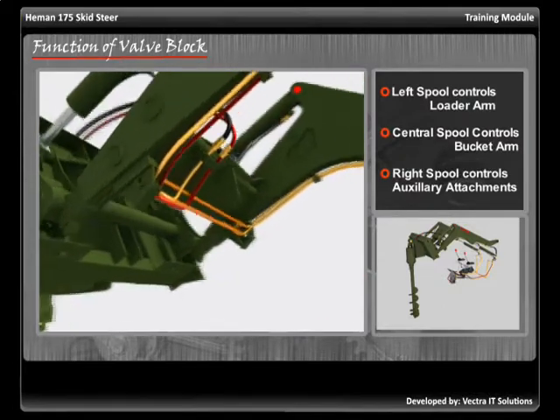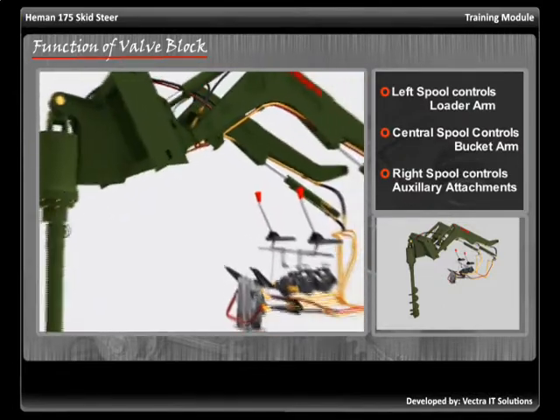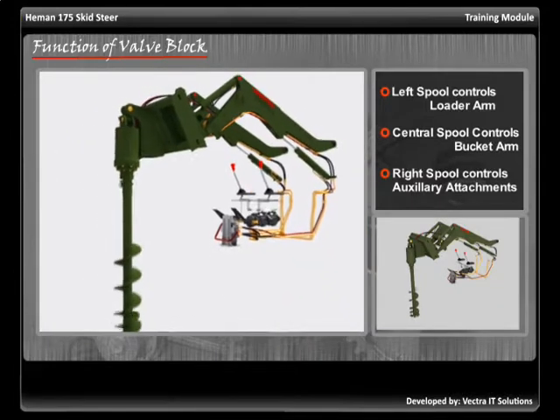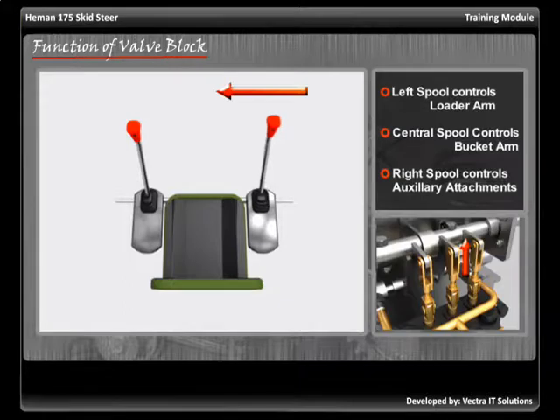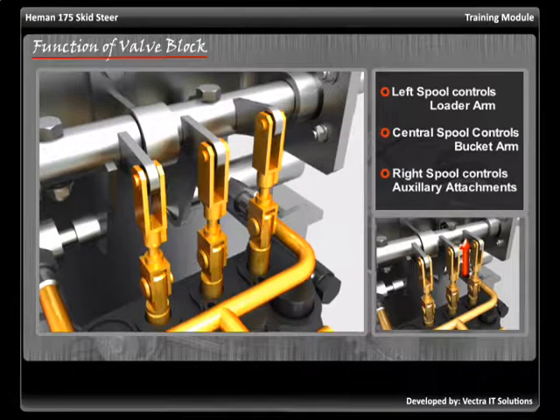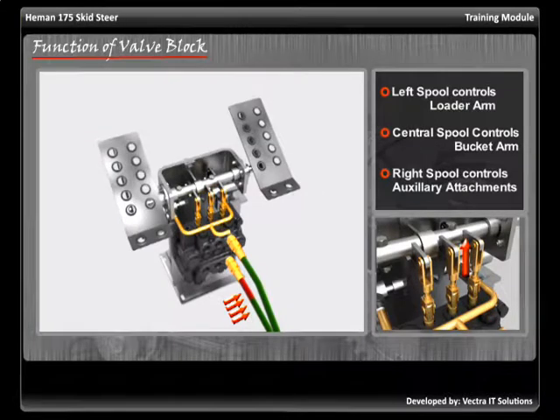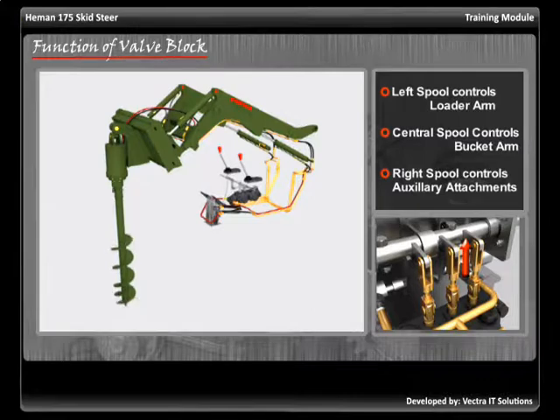The attachment responds to the force of the pressurized oil and starts functioning. Similarly, pulling the control lever towards the operator pulls up the spool of the valve block, which results in lower port becoming the escape route for the pressurized oil, and the attachment functions in the opposite direction.